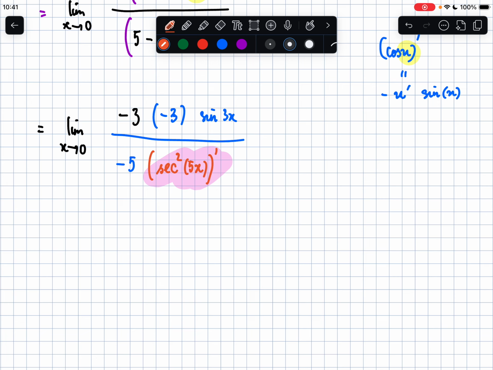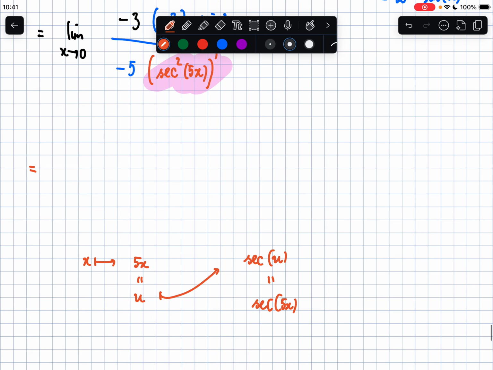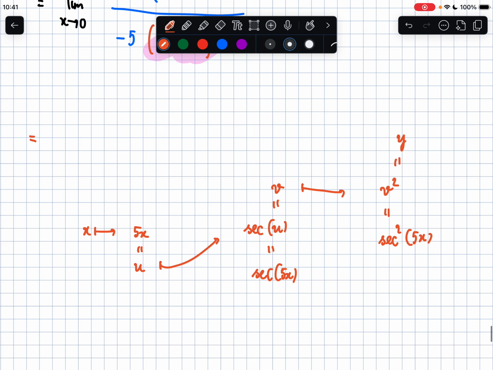So let's write down an easy way. Secant square 5x. X you map to 5 times x. I call it u. And then for u, I need to do secant of u, which is secant of 5x. I call it v. And then I map v to v squared, which is secant square of 5 times x. Now let's go to y.